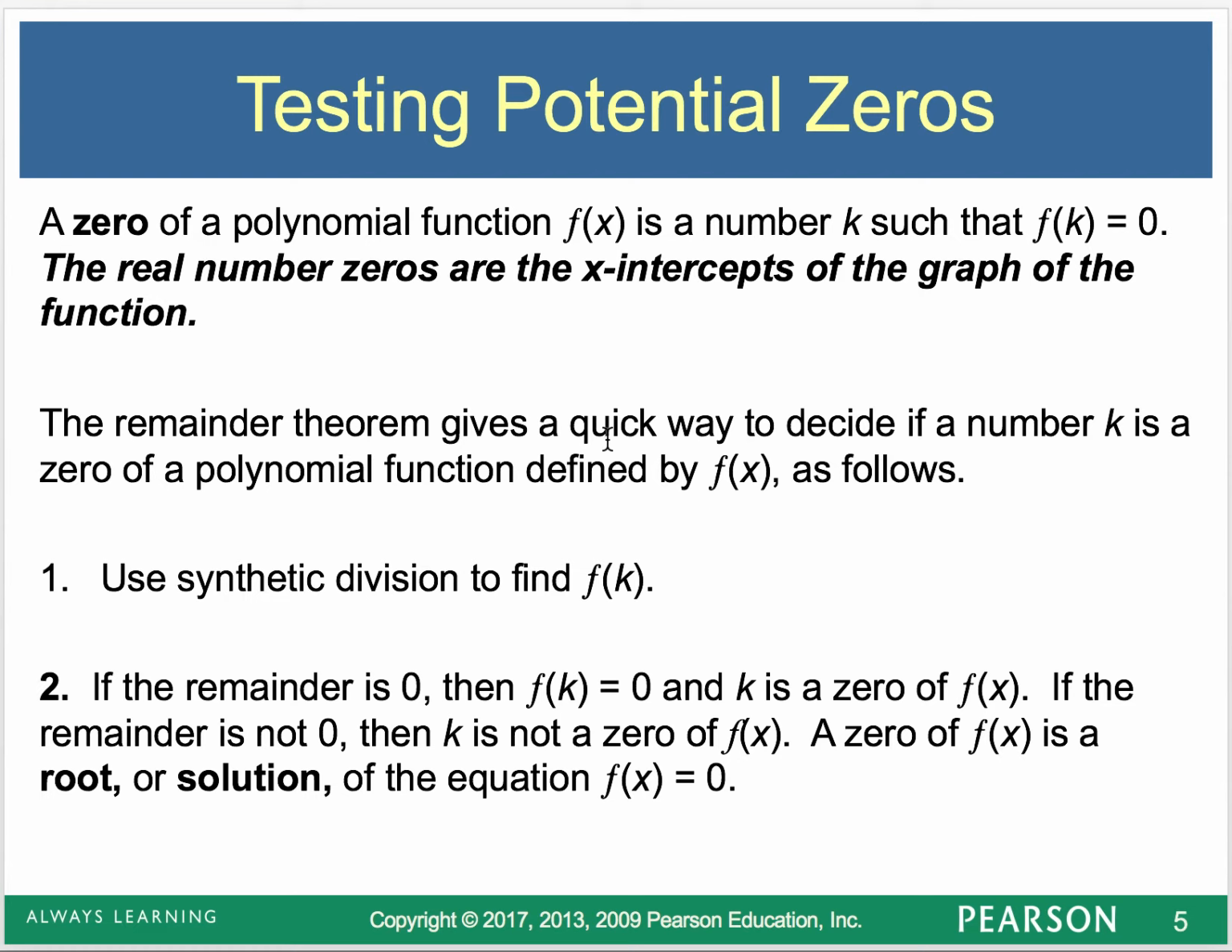Okay, so the remainder theorem gives us a quick way to decide if k is a 0 or not, because now we're going to have 3rd, 4th, 5th, 6th, 7th degree polynomials that we can't factor, right? Or, well, we can, but that's what we're about to learn. How do we factor something like that? Okay, so we're going to use synthetic division. And then if your remainder is 0, that is one of your x-intercepts. Okay, so that's what all this is saying.